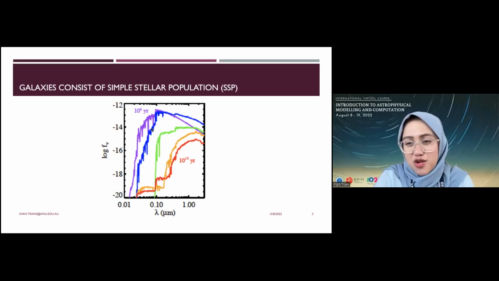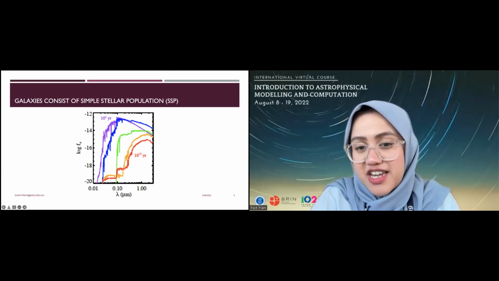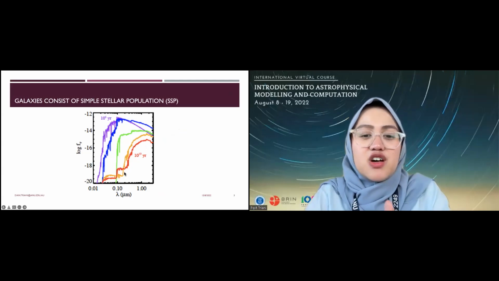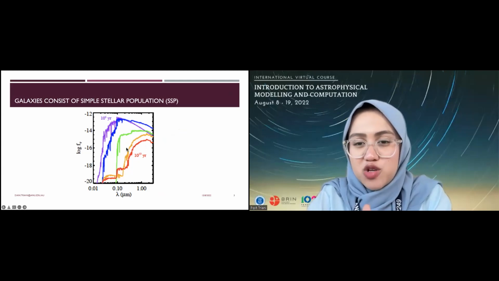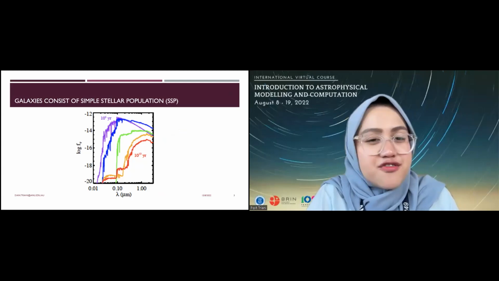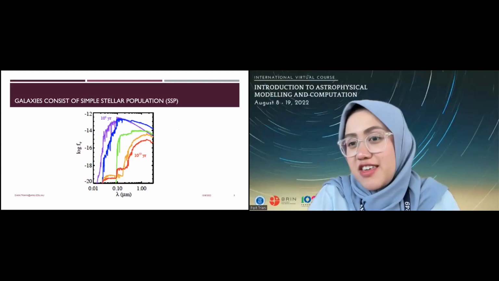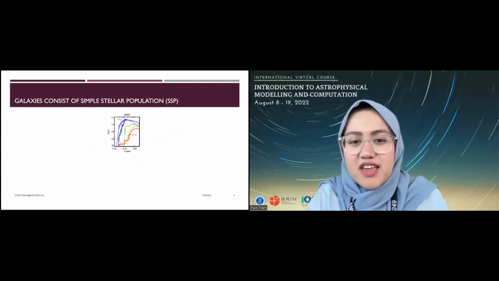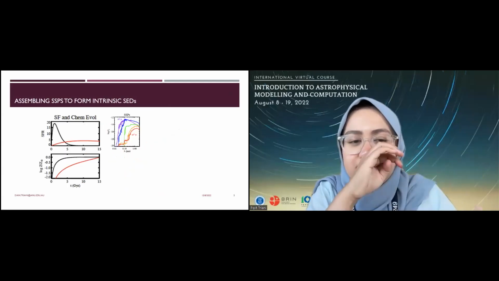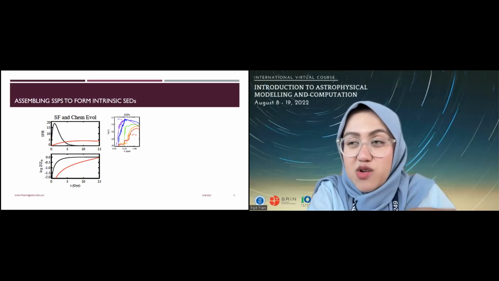As it gets older, because young and massive stars die first, a very old stellar population, for example 10 to the 10 years, the red one here, won't have lots of light in the bluer part, but will peak in the red part of the spectrum. So now, if we have the model or empirical spectra of different stellar populations, then we can arrange them using the star formation and chemical evolution of a galaxy.